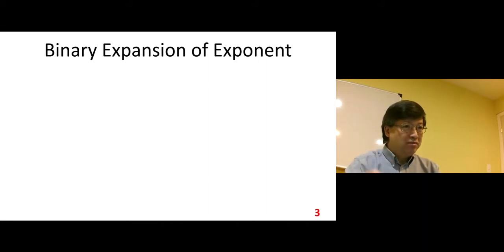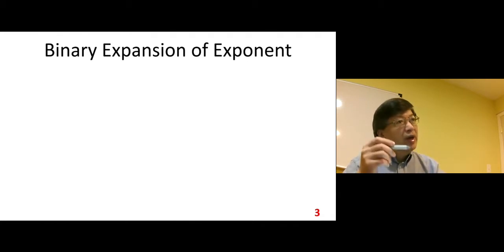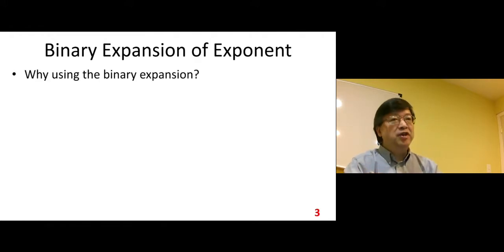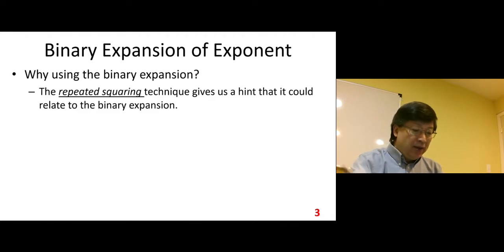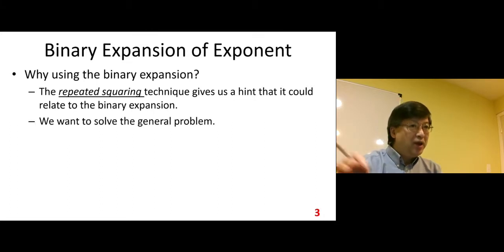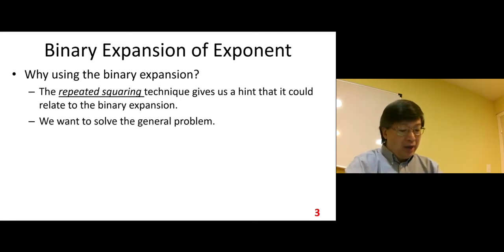So we can do that, and then we see if that helps or not. At this point we do not know if it helps or not. All right. Why use the binary expansion? Here, the repeated squaring technique gives us a hint that it could relate to the binary expansion. But we need to investigate more.